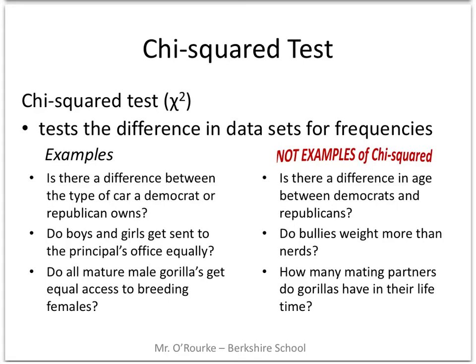So a few examples here to make this make some sense. So imagine you were polling and trying to determine if there's a difference between the type of car that somebody was driving based upon their political view, or registration perhaps. If they were a Democrat or they were a Republican, what kind of car would they drive? This is a categorical type of data for two reasons.